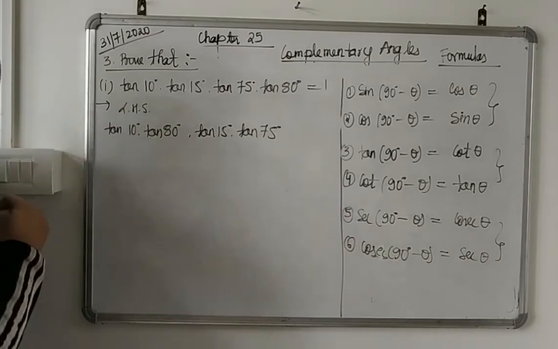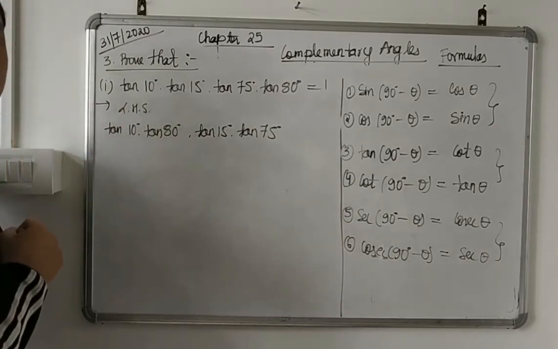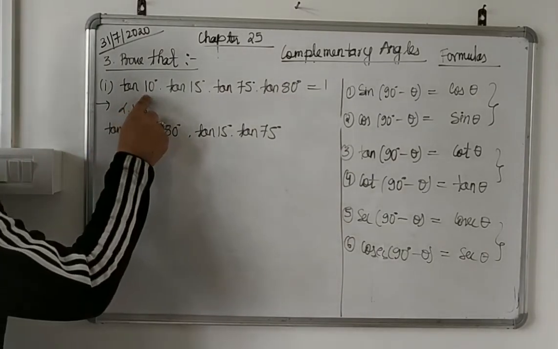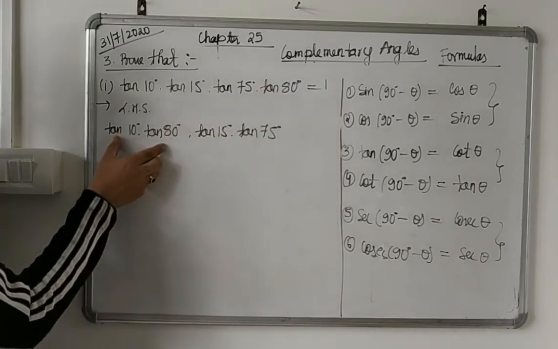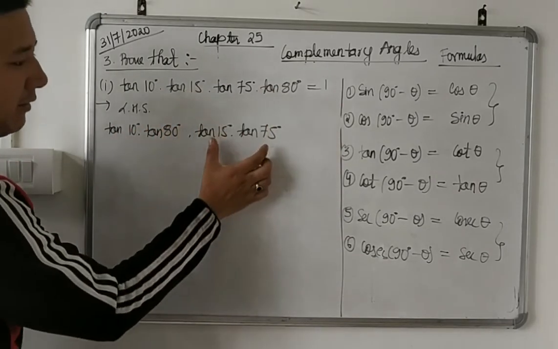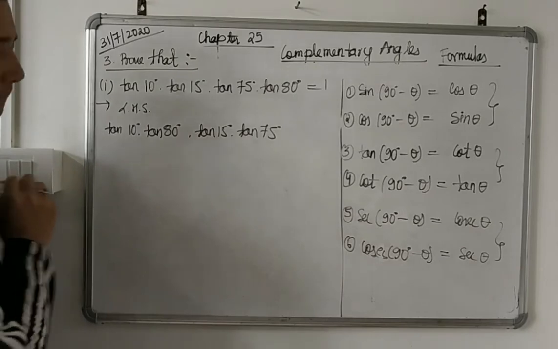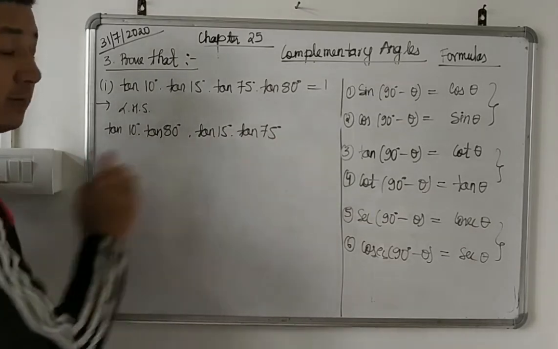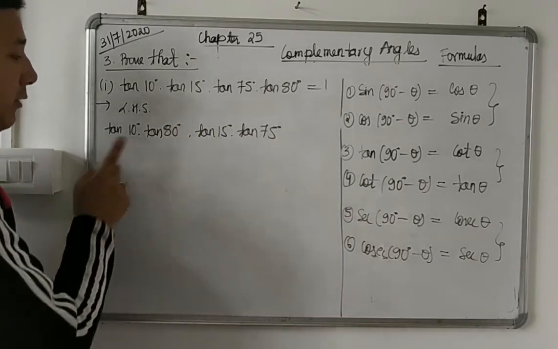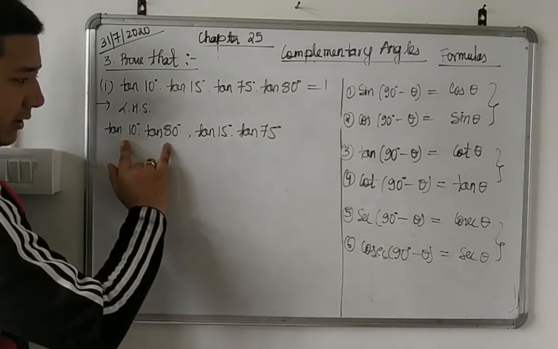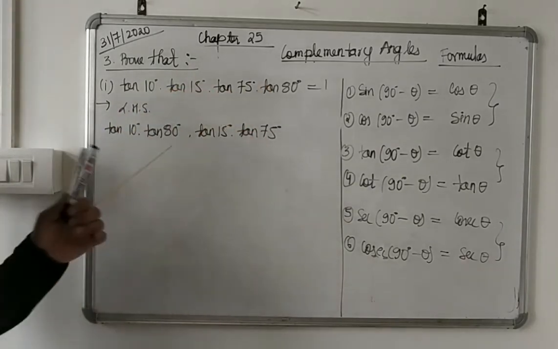4 angles are there. We will separate them as complementary to each other. Okay, because 10 is complement with 80, so I'm keeping it together. 15 complement with 75, I'm keeping them together. Okay? And throughout there is multiplication. So I have to change any one of them. Either I'll change 10 or 80, either I'll change 15 or 75. Okay, let us do.